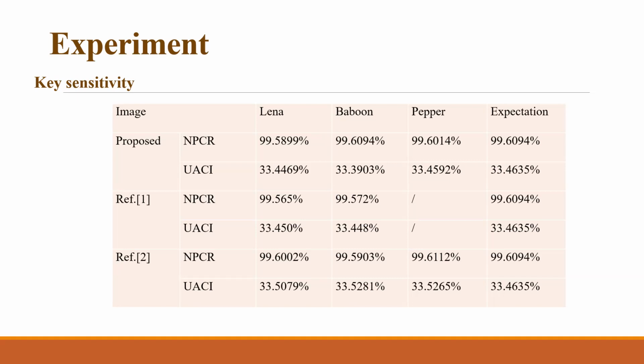Key sensitivity analysis refers to the difference analysis of the cipher image obtained by encrypting the same plain text with two keys with little difference. The results of the test and the comparisons are shown in the table. As can be seen from the table, the key sensitivity of the encryption algorithm is very close to the expectation. The performance on Baboon and Pepper is also better than the algorithms in reference 1 and reference 2.